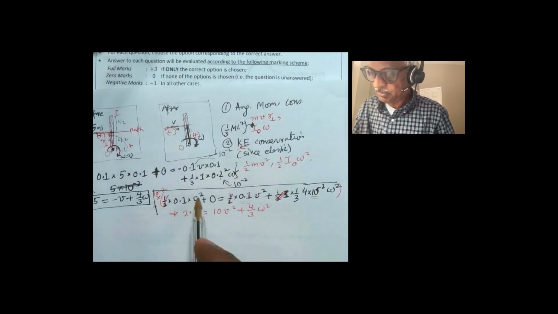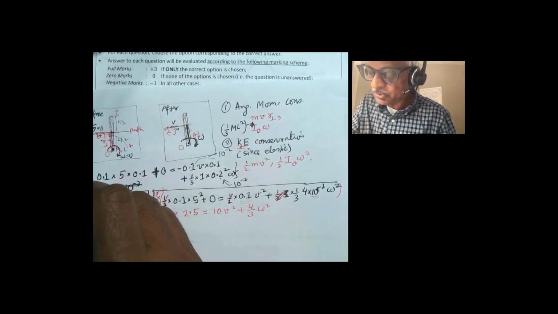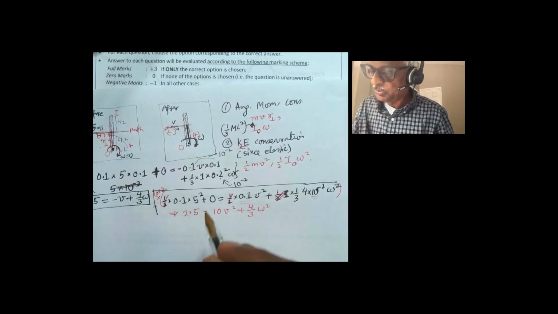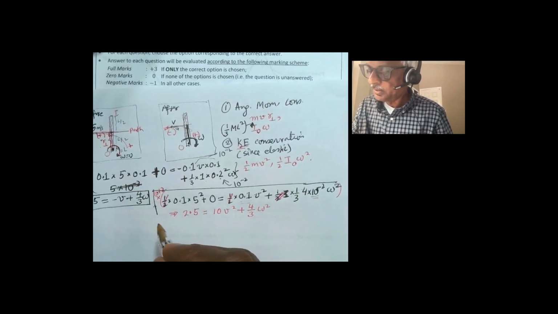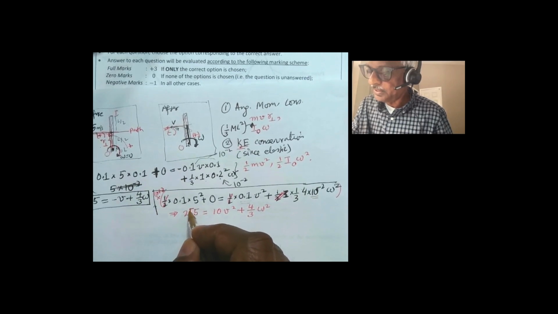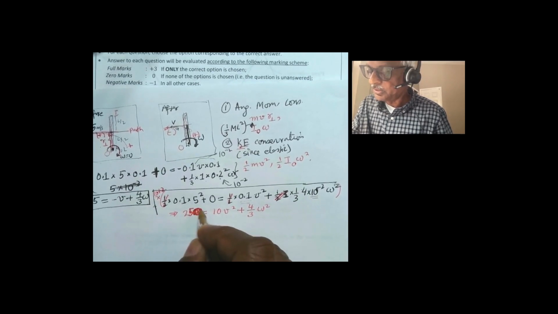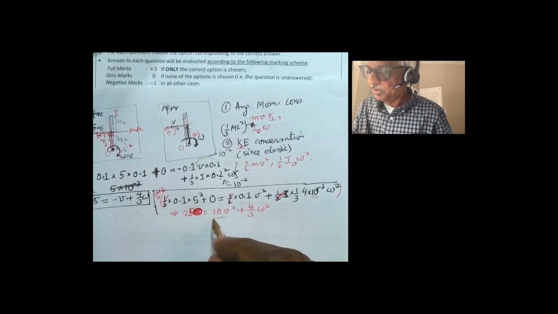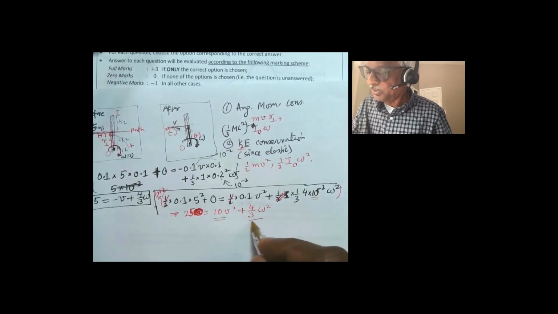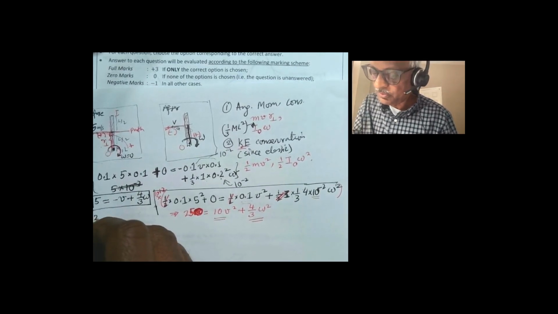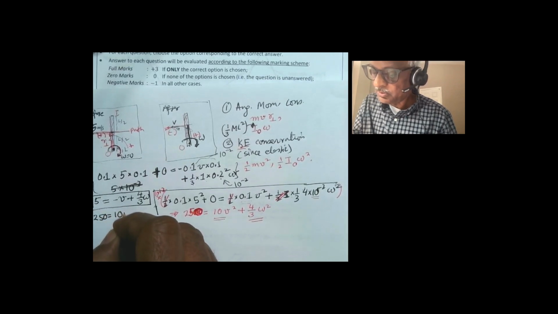I just noticed some mistakes here. Okay, I have to multiply by 10 to the plus 2 to kill 10 to the minus 2, right? So over here I have to multiply by 100. So this is going to be 250. So equation 2 will be 250 equals 10 v square plus 4/3 omega square.